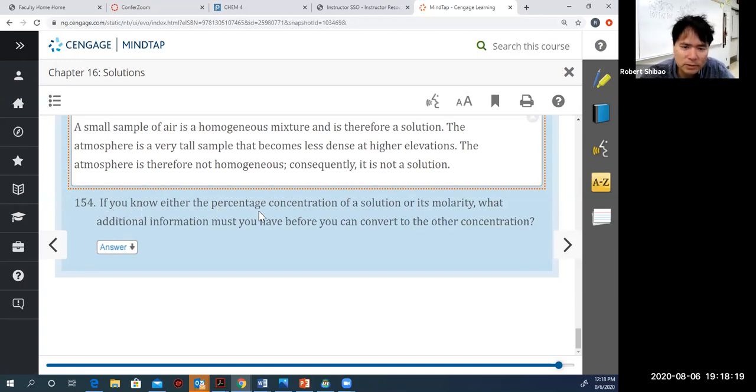If you know either the percentage concentration of a solution or its molarity, what additional information must you have before you can convert? Okay, this is a very common conversion, percent by mass.